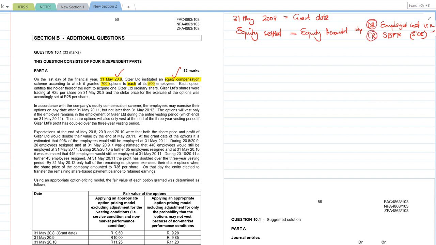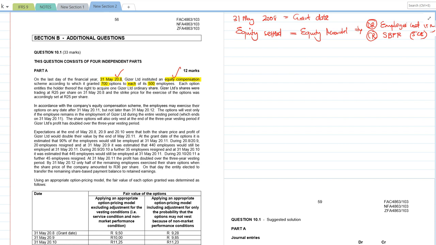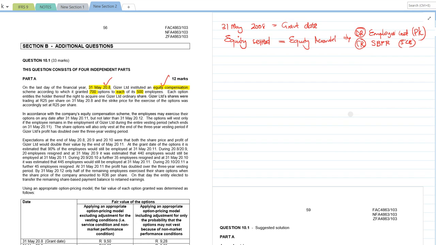Then from there, they said each option entitles the holder to acquire one Giza Limited ordinary share. So an option is giving us a right to acquire the shares of the company in future. If you are going to acquire shares of the company in future, it means you are going to be making a payment to obtain the shares. Do you realize that, guys? So there's a right to acquire the shares.